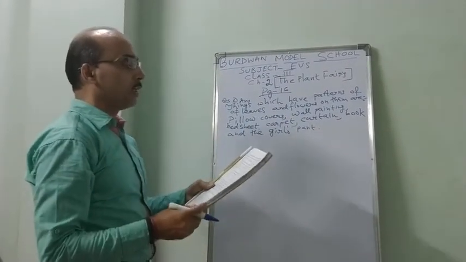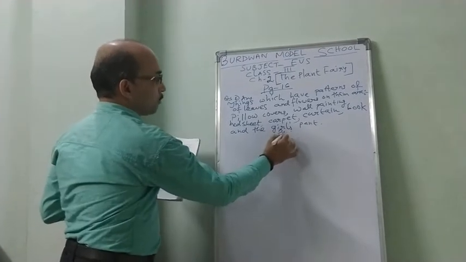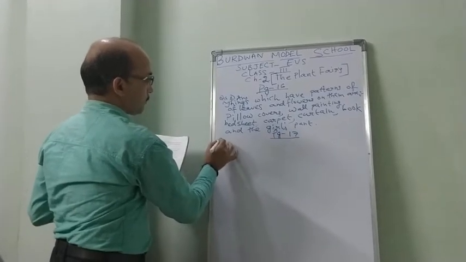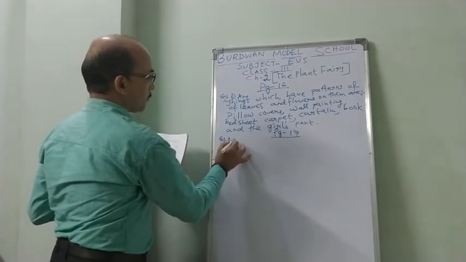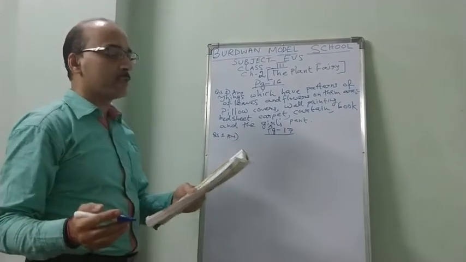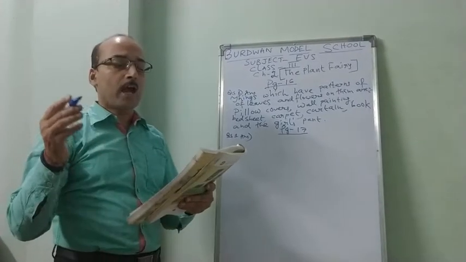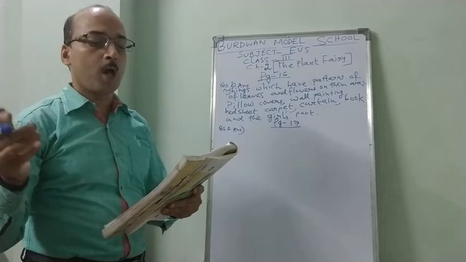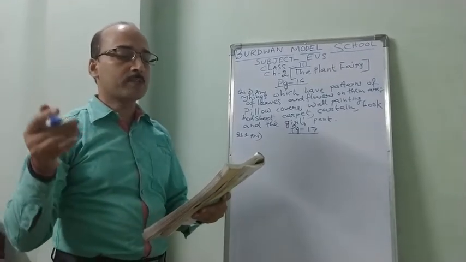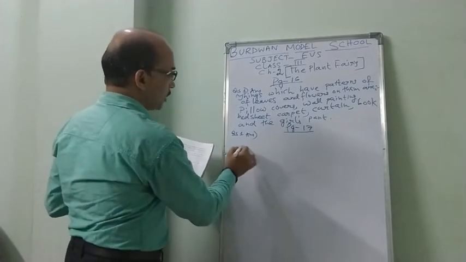Going to the next page, page number 17. First question: look for the objects which have patterns of leaves and flowers on them in your house. You can easily identify it. You can identify from your house which things have patterns of leaves and flowers on them. Write their names. I am writing some of the names. You can write the answer.